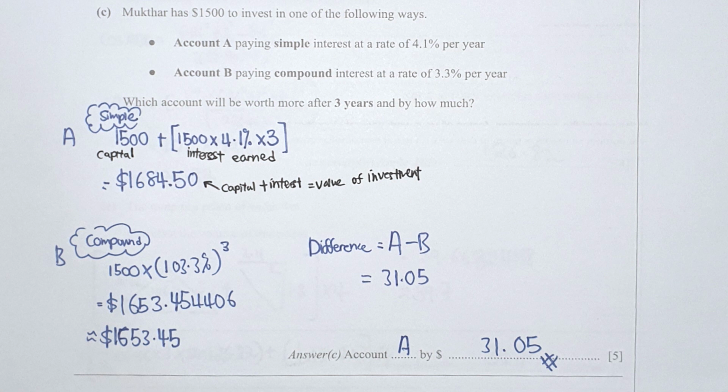Whereas for compound, simply take 1,500 multiply 103.3% to the power of 3, which will get you 1,653.45. The difference here will be 31.05. And the answer will be account A by $31.05.